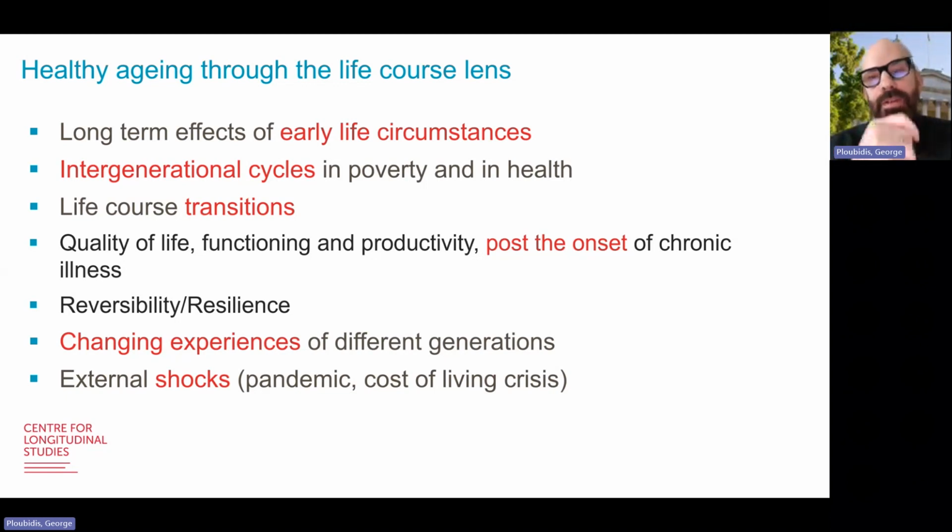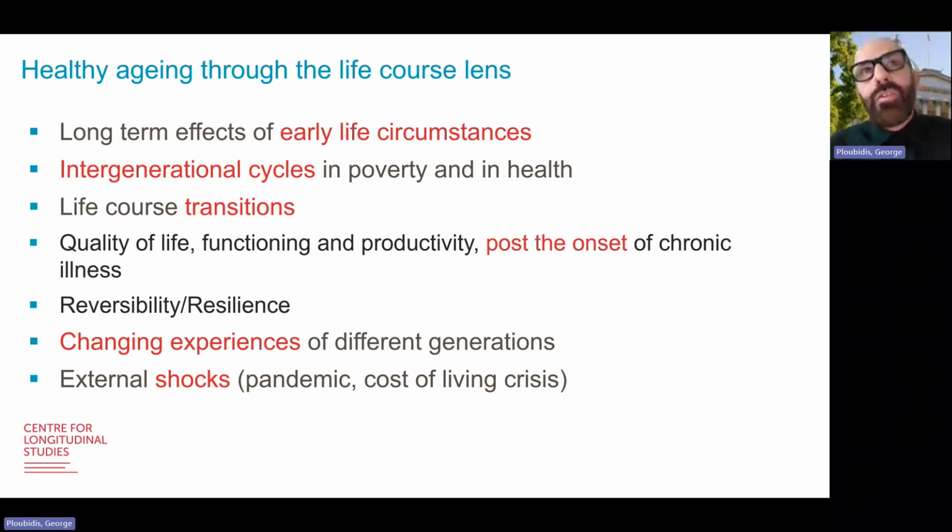I think a very important area where the cohort data can contribute to aging research is about quality of life, functioning and productivity post the onset of chronic illness. Of course, we have data prior to the onset of chronic illness, so we can understand the drivers of chronic illness and so on, but it's equally important, especially for the study of aging and successful healthy aging, to understand what are the drivers of quality of life, functioning and productivity post the onset of chronic illness. And I think this is one area where the cohorts can do really well and can contribute quite well.